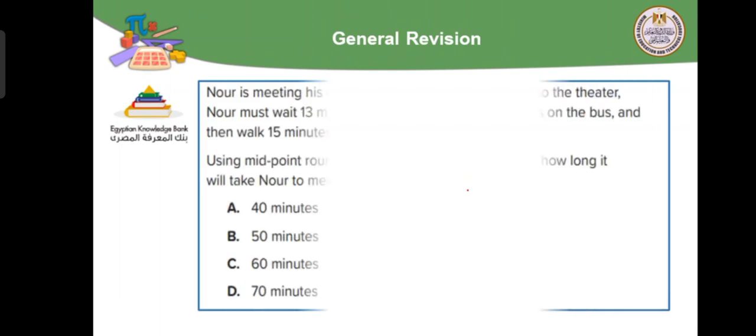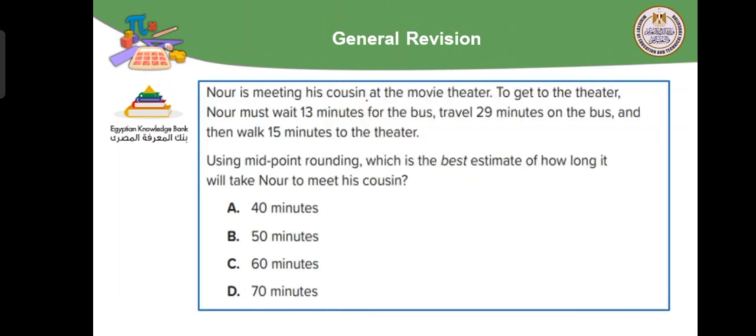Noor is meeting his cousin at the movie theater. To get to the theater, Noor must wait 30 minutes for the bus, travel 29 minutes on the bus, and then walk 15 minutes to the theater. Using midpoint rounding, which is the best estimate of how long it will take Noor to meet his cousin? So the best estimate will be what?